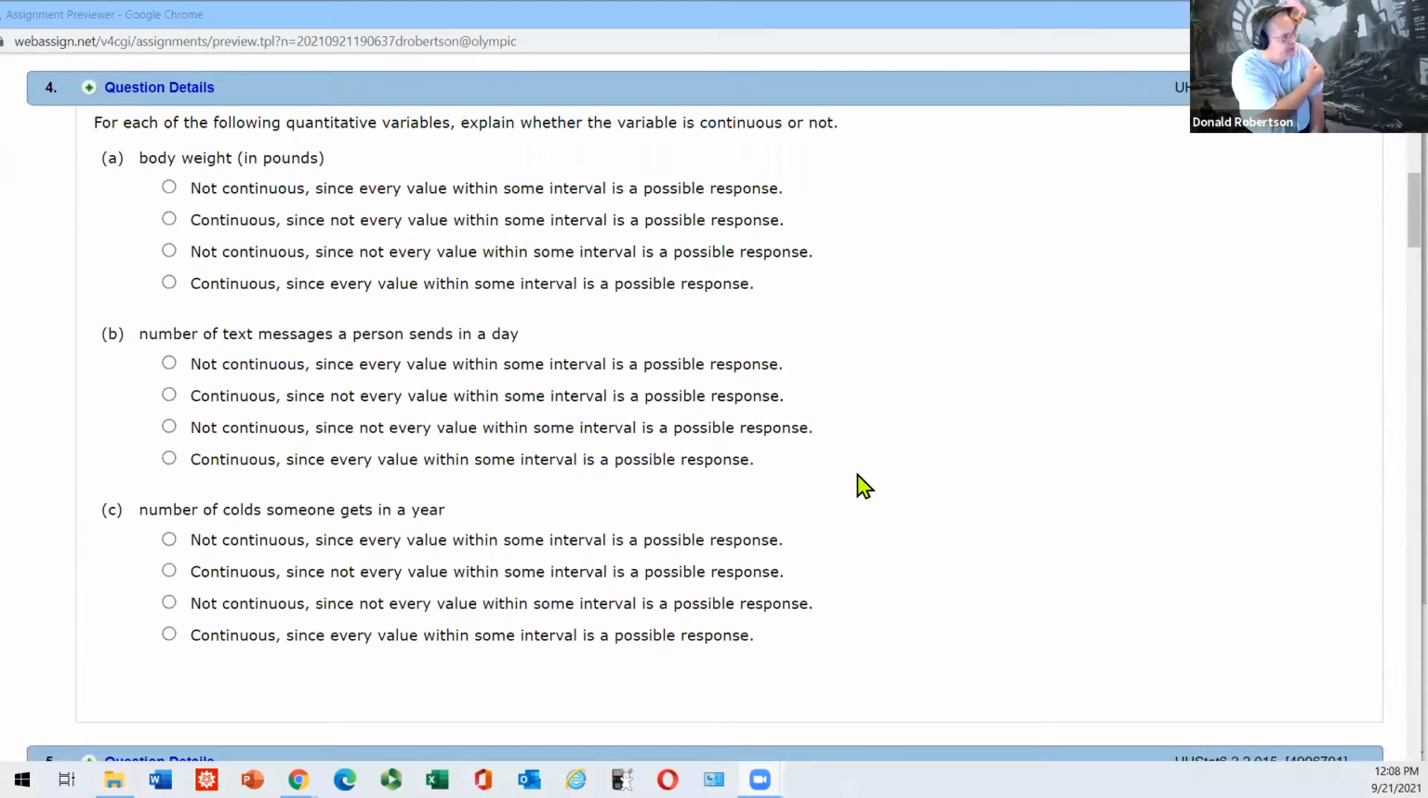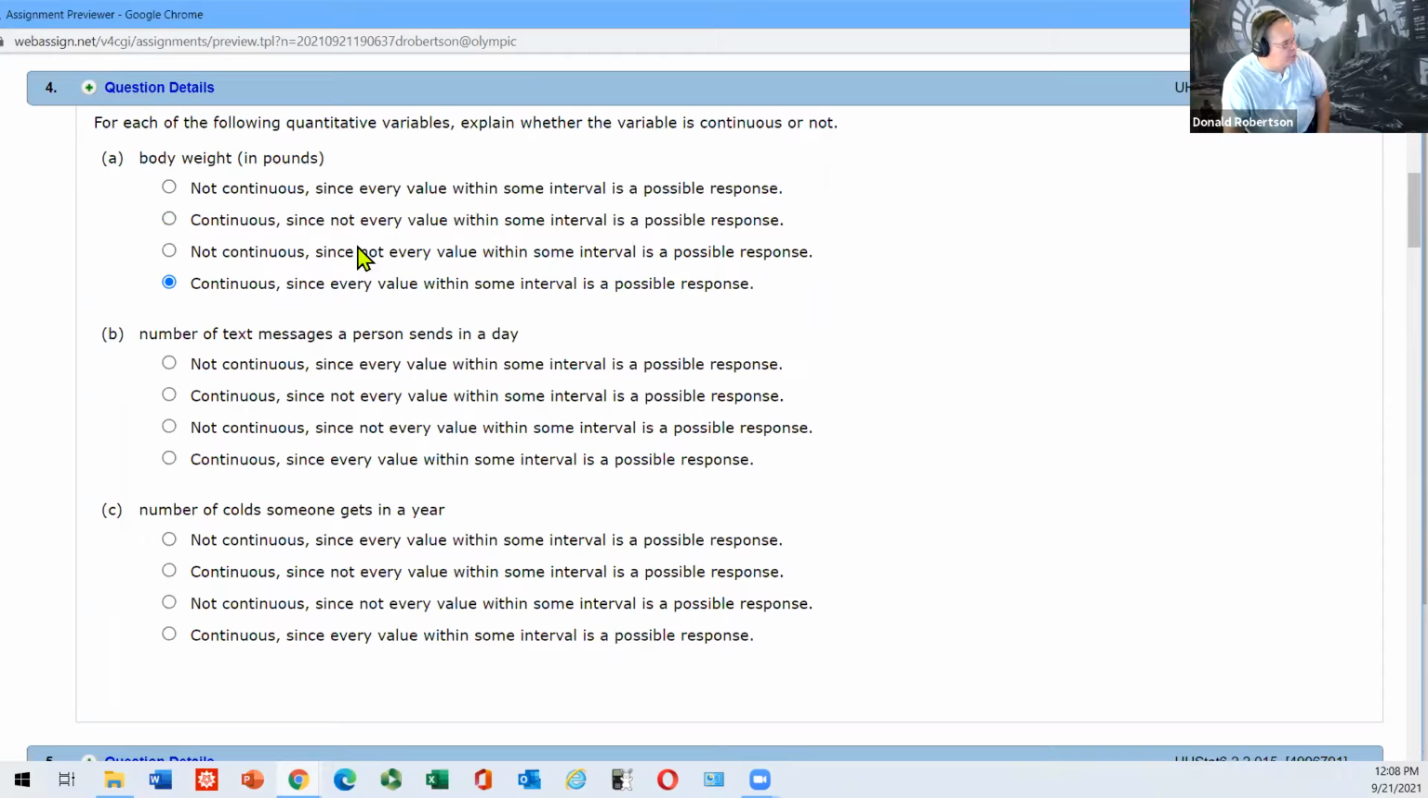For each of the following quantitative variables, explain whether it is continuous or not continuous. Okay, so if you took someone's body weight, I would say it was continuous, right? So it's either that dot or that dot. And the way they do it is, since every value within some interval is a possible response. That's just the way they said what I said earlier, right? If you get 5 and 6, you can get everybody in between.